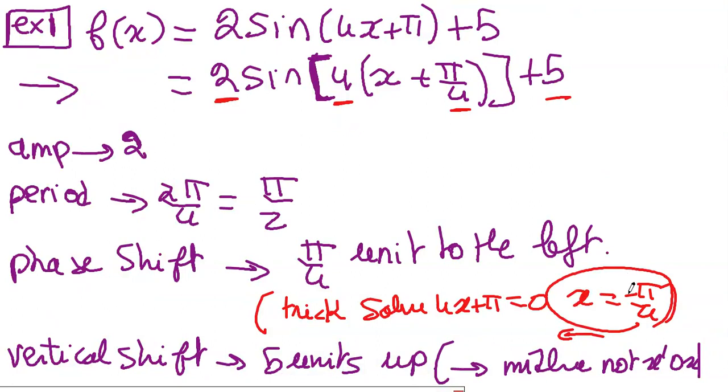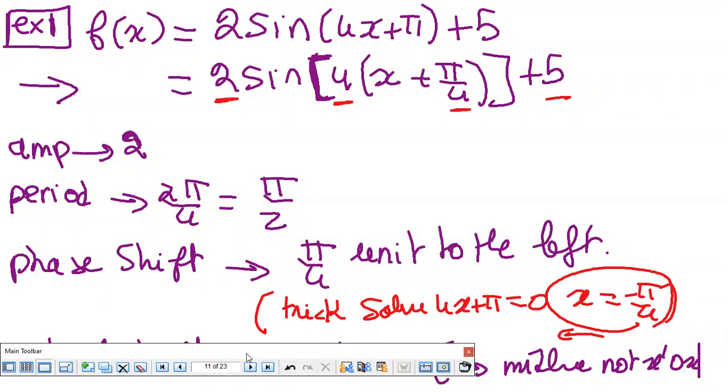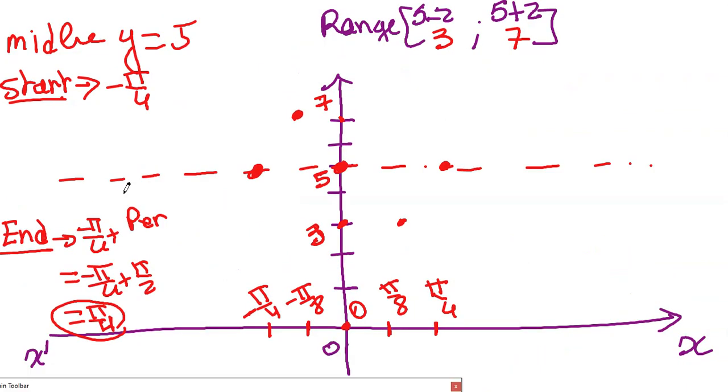And where is it going to end? It will end at the point after the period. To find the ending, you need to add the period to the starting point, because after this period, I'm starting a new phase, a new figure again. So when I say that I have a phase shift of minus pi over 4, it means my figure will start at minus pi over 4. How will I find where it's going to end? It's going to end at minus pi over 4 plus the period, so minus pi over 4 plus pi over 2. So the ending point is pi over 4.